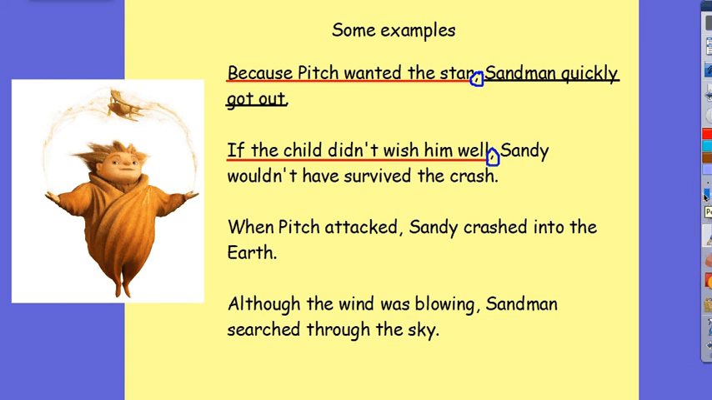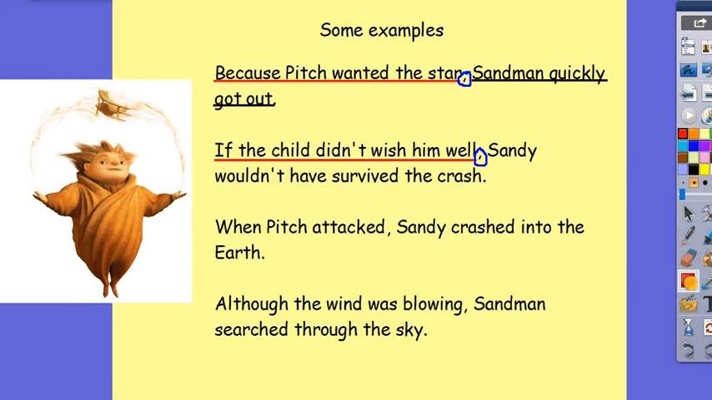The main clause, what's the main clause? The main clause is Sandy wouldn't have survived the crash. That bit does make sense on its own. Sandy wouldn't have survived the crash. We add more information to the reader by saying if the child didn't wish him well, Sandy wouldn't have survived the crash.